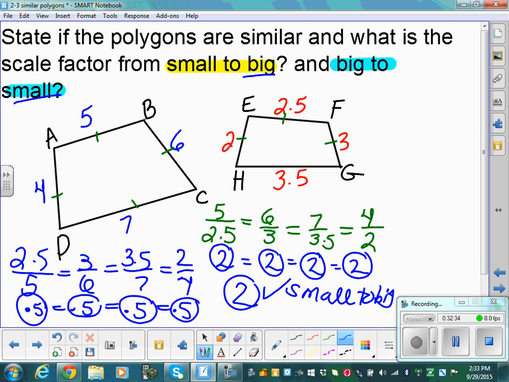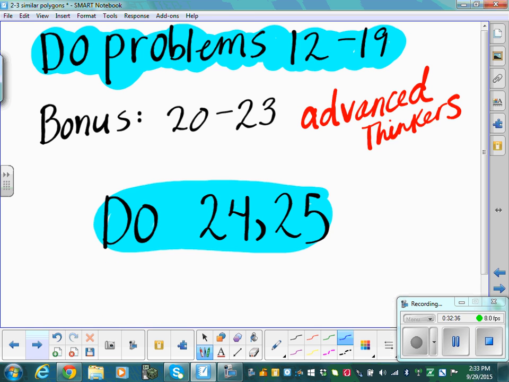Okay, finish these problems. The ones highlighted in blue are what are required of you. You'll want to make note of this. You're going to do extra work. So write this down. You should all be writing this down. Problems 12 through 19 are required. Problems 24 and 25 are required. Bonus problems for advanced thinkers will be 20 through 23. So if you want to push yourself and practice some more, do 20 through 23. But the stuff in the blue is absolutely required of you.